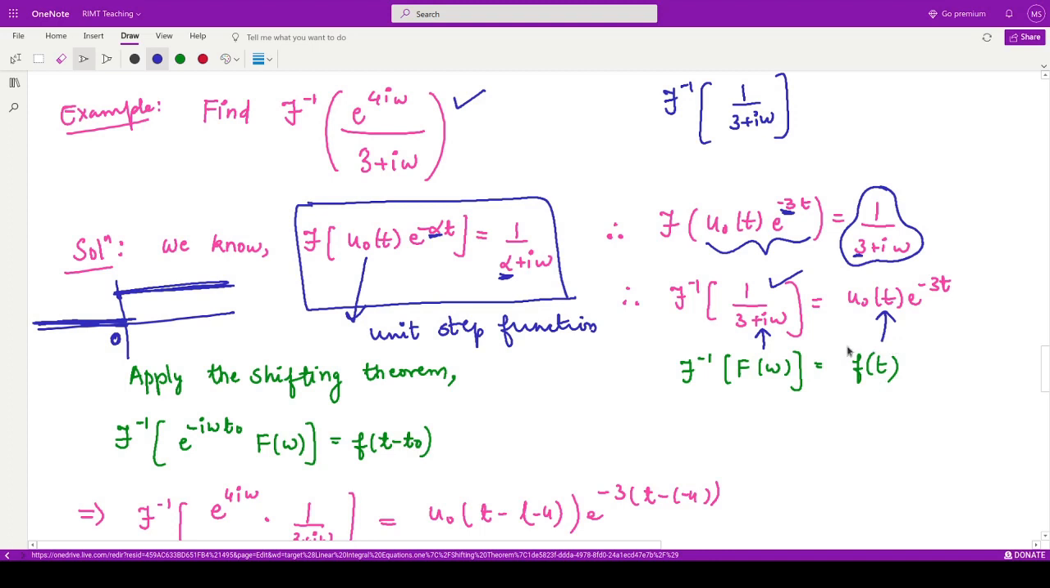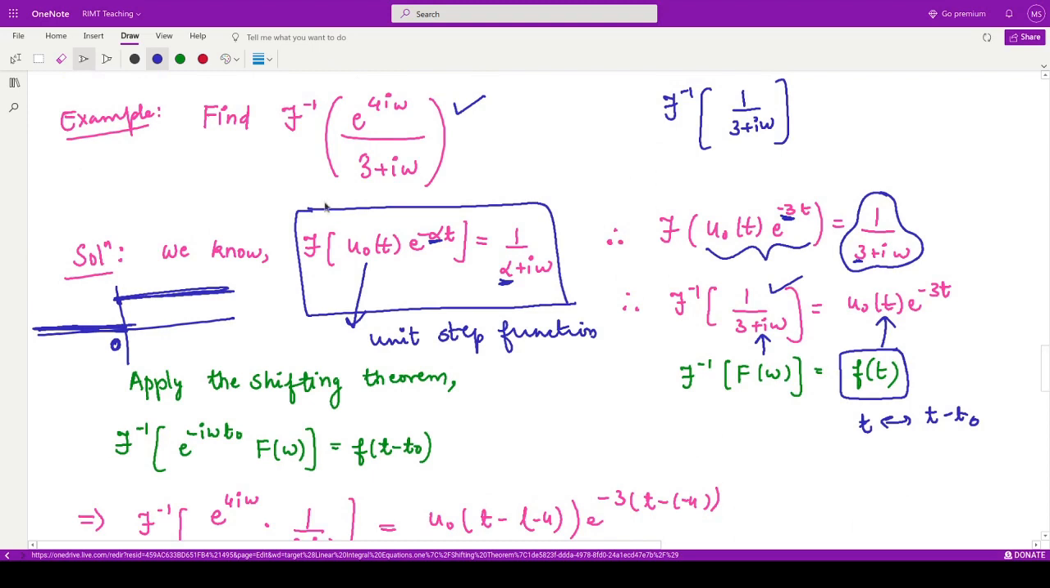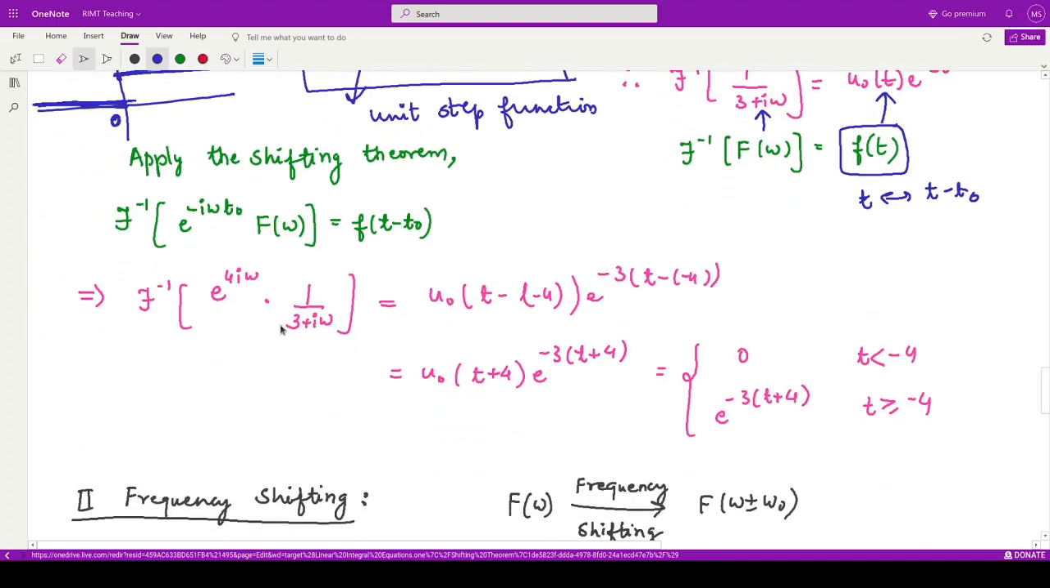So now we obtained f of t. The only thing required is that we have to replace this t with t minus t naught. And what is t naught here in our case? You will see according to this term, e to the power 4 iota omega. So here, what is the value? According to the shifting theorem, we have this value of t naught as minus 4. So our t naught here is minus 4.